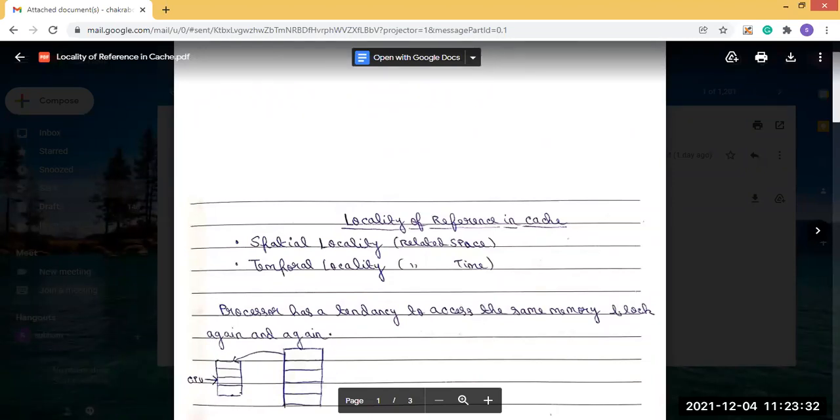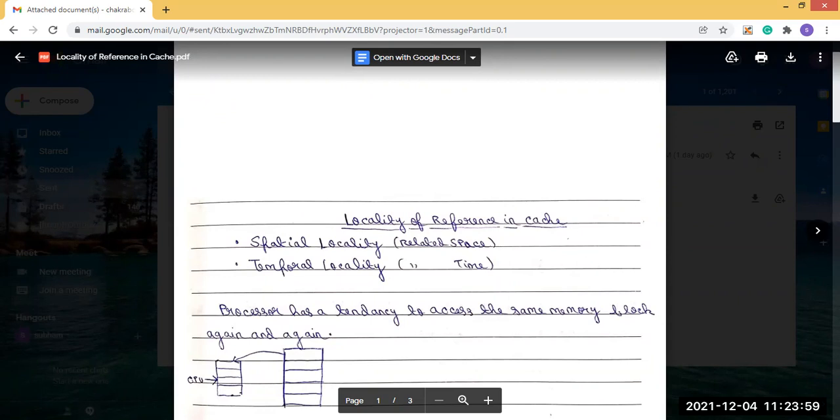Until the last class, we have seen the cache mapping techniques, the three types: the direct mapping technique, set associative mapping, and fully associative mapping. Today we will see the topic of the locality of reference in cache.